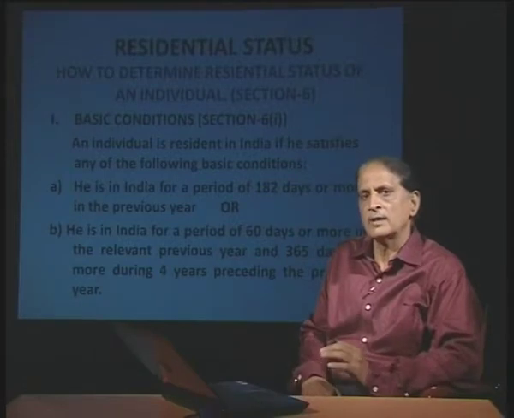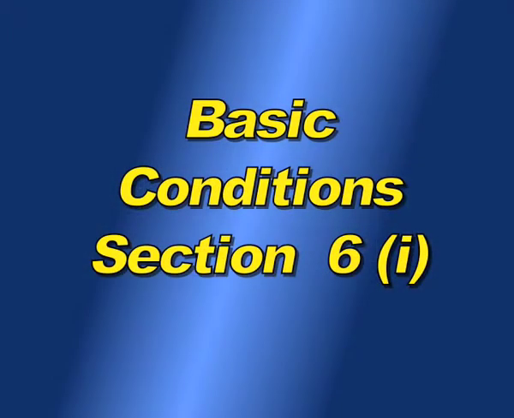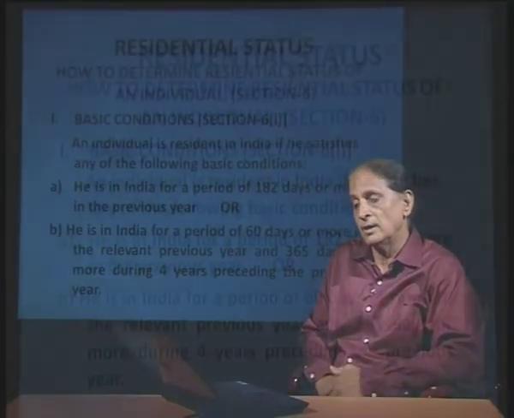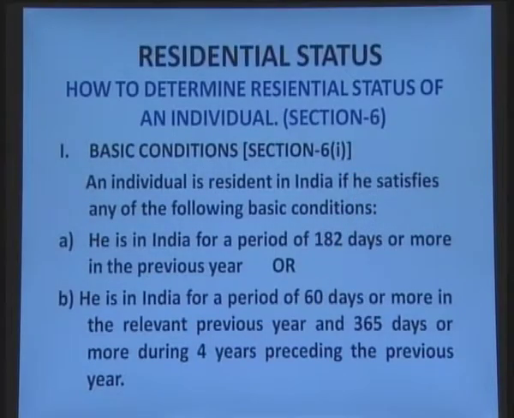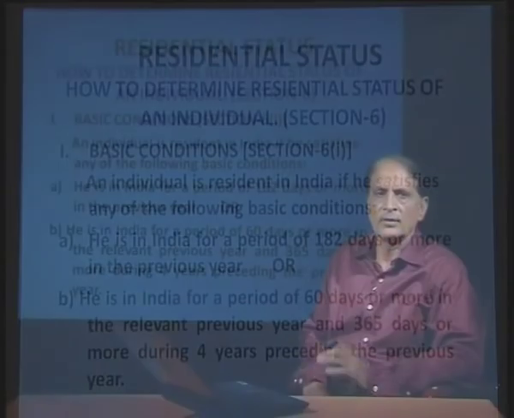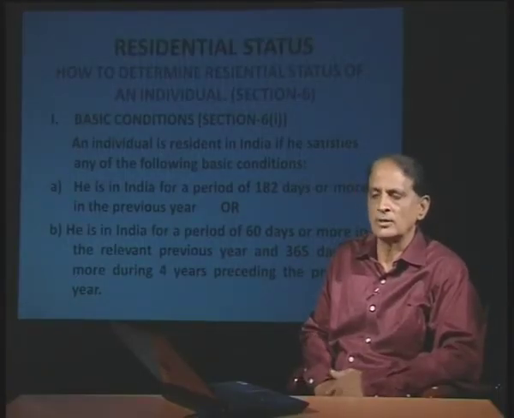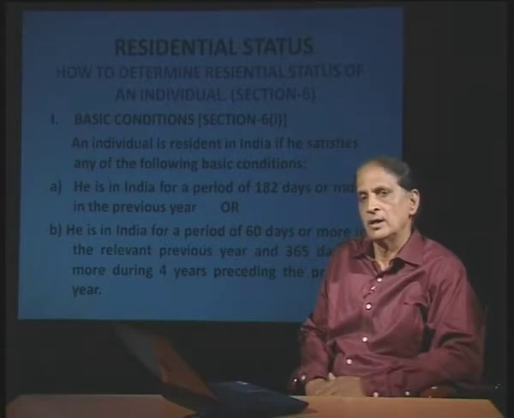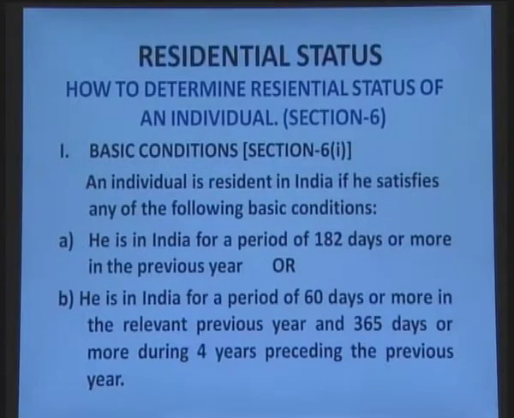This applies if the exact time of departure and exact time of arrival is not given in the problem, or is not provided by the assessee. Now, second is, he is in India for a period of 60 days or more in the relevant previous year and 365 days or more during the 4 years preceding the previous year. It means, if an assessee is not in a position to satisfy the first condition, then he can satisfy the second condition, because there is a choice between the two conditions. If he is in India for 60 days in the relevant previous year, and at the same time he is in India for not less than 365 days in the last 4 years preceding the previous year, then the second condition is satisfied.